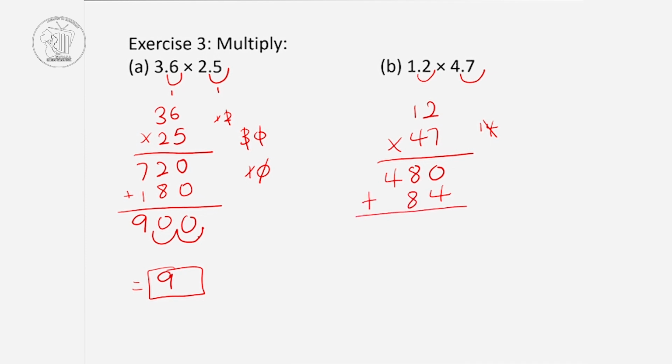0 plus 4 would give you 4. 8 plus 8 would be 16. So you bring in the 6 here. And 4 plus 1 would be 5. And of course, we have to move back the decimal point 2 times. So the point is here, so we jump back 1, 2. So this is 5.64 as the answer.